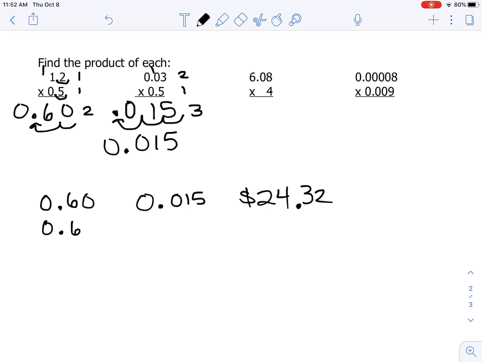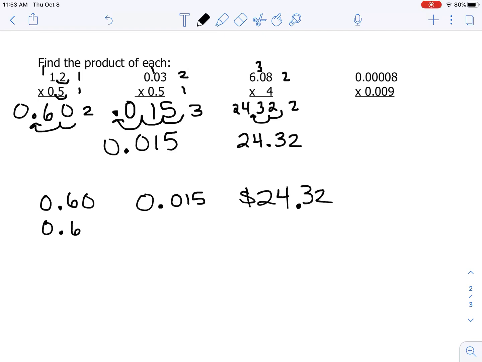So I have 4 times 8, which is 32, carry the 3. 4 times 0 is 0, plus 3 is 3, and 4 times 6 is 24. So our digits are the same as what we were estimating. I'm going to count the decimal place values in the factors. There's 2 in 6 and 8 hundredths. That means we need 2 in the 2,432. I'm going to bump it over twice. It's going to go between the 4 and the 3. That's 24 and 32 hundredths.